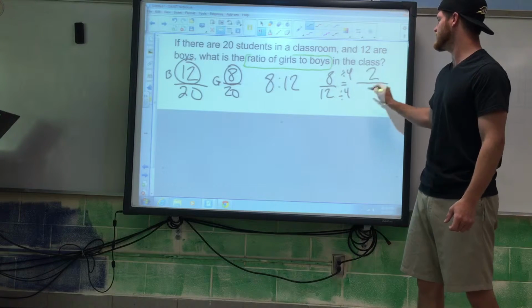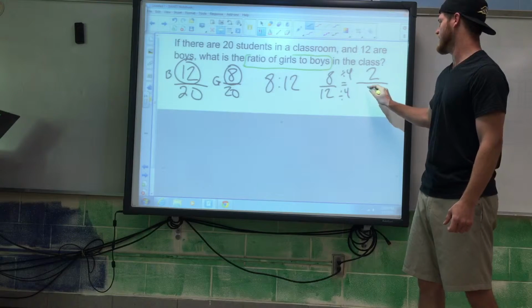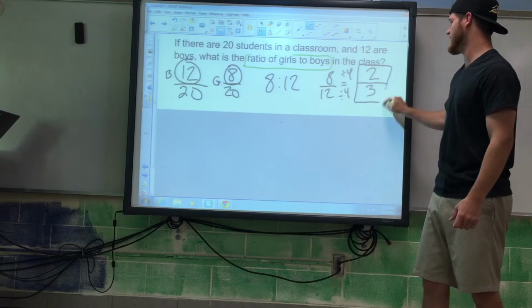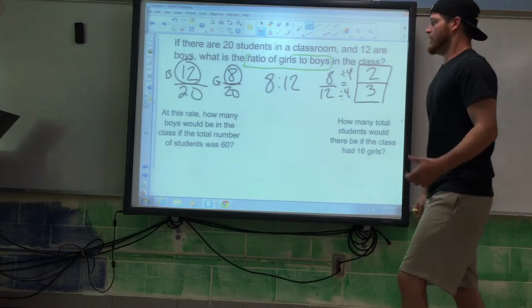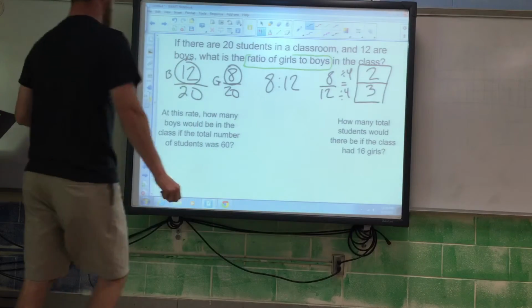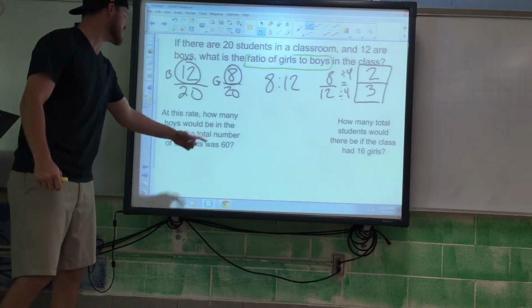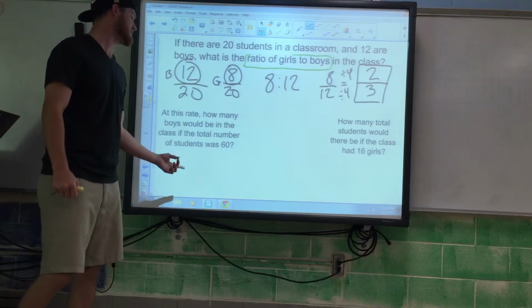8 divided by 4 is 2. 12 divided by 4 is 3. Your ratio would be 2 girls to 3 boys. Now, take it a step further. At this rate, how many boys would be in the class if the total number of students was 60?